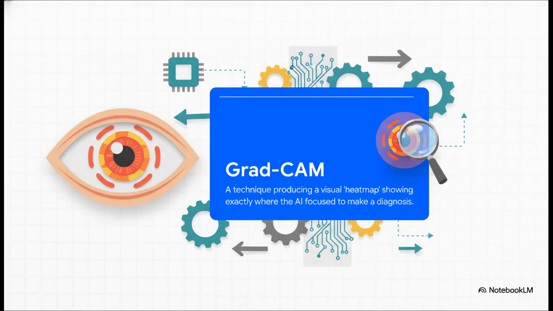The magic trick we use for this is called GradCam. I know, it's a mouthful, but forget the name, just focus on what it does because it's brilliant. It creates a visual heat map, kind of like a weather map, right on top of the original image. And this map shows us the exact spots the AI was looking at when it made its decision. Suddenly, the AI isn't a mysterious black box anymore. It becomes a tool we can actually understand and trust.